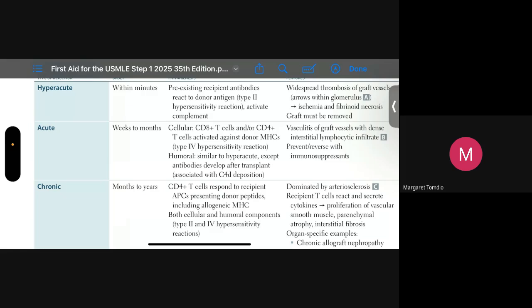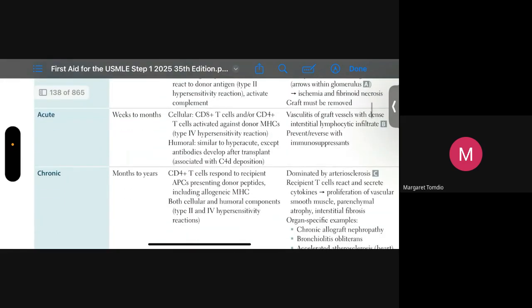What would be the gross features? Vasculitis of the graft vessel with dense interstitial lymphocytic infiltrate. If it's due to type 4, then we'll be having lymphocytic infiltrate. Keep that in mind, right?